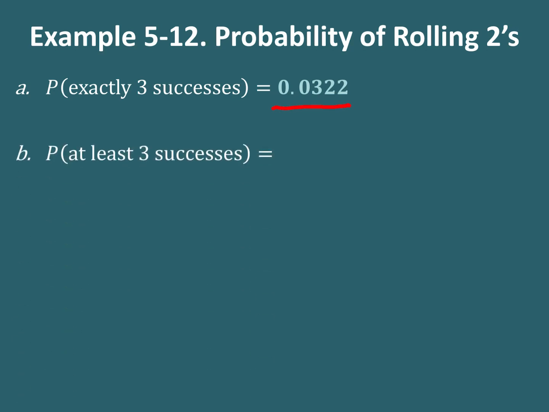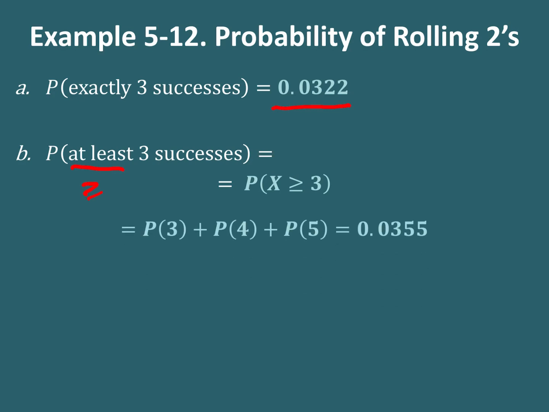Now, what if we look for the probability of at least 3 successes? In other words, what's the probability that x is greater than or equal to 3? The phrase at least means greater than or equal to. Well, that would include the probability of getting 3 plus the probability of getting 4 2s plus the probability of getting 5 2s. So by simply adding up the probabilities from those respective rows, we get 0.0355.